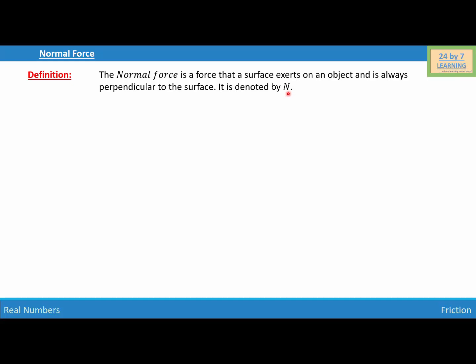In other words, we can say that if we place an object on a surface, then the surface will apply a force on the object, and that force is known as normal. And always remember that normal force is always perpendicular to the surface. In order to explain this, I'm going to draw a picture.